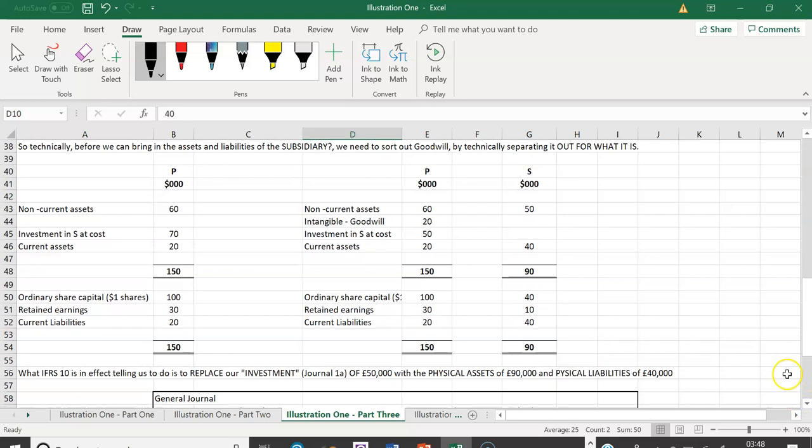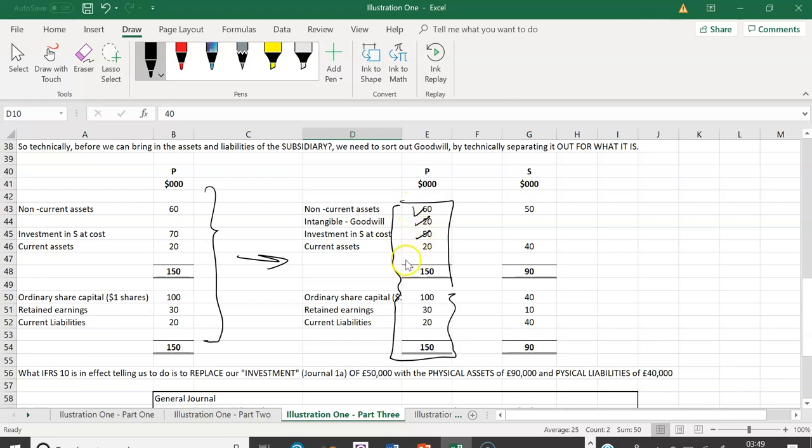So what you now have here is that this is what you had. Great. And then you see me now moving across and replacing it, making it look like this. So you now have 60 and you have the intangible 20, you have the investment in S at cost. That's still an investment in S, and then everything else. So this is what we look like.